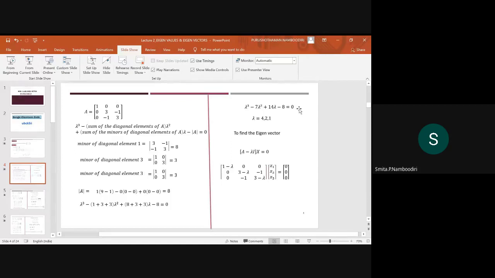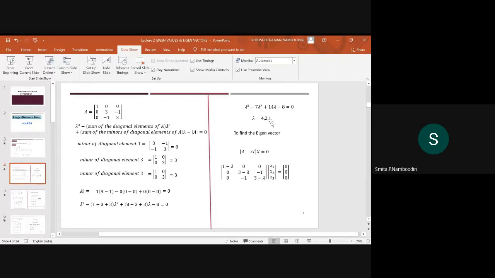When we simplify this, we get lambda equal to 4, 2 and 1. Is it okay, the values? Please check the roots using calci. Yes, it's right. Okay. So we have got the eigenvalues and the characteristic roots.